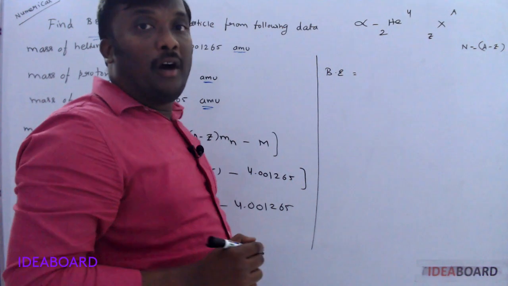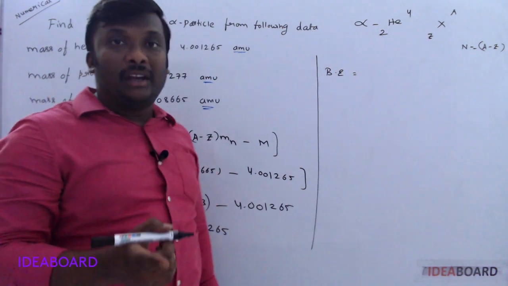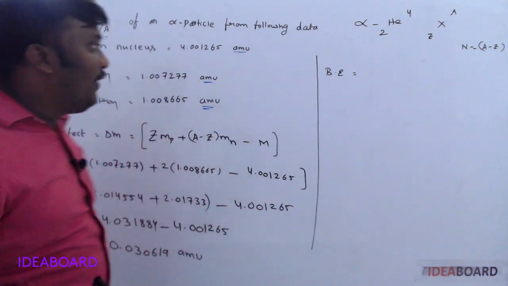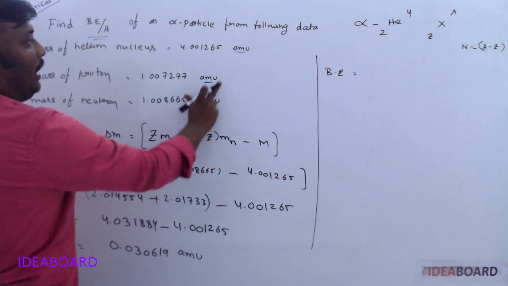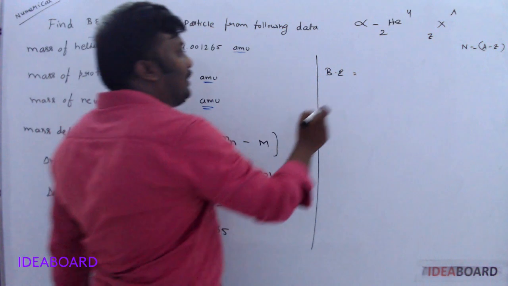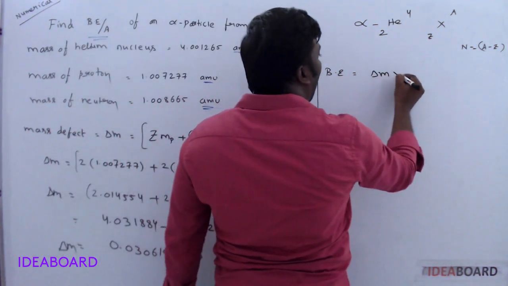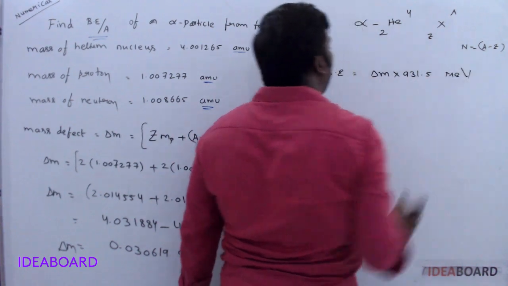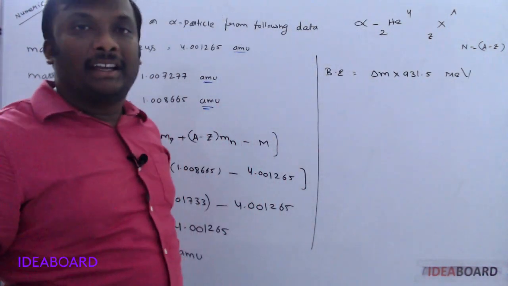Binding energy has two formulas. One is delta M into C square. Another one is delta M into 931.5 MeV. Which formula is suitable here? All the masses are given in AMUs now. So delta M into 931.5 MeV is the suitable formula for the binding energy.